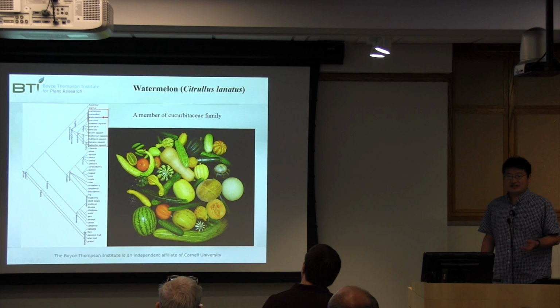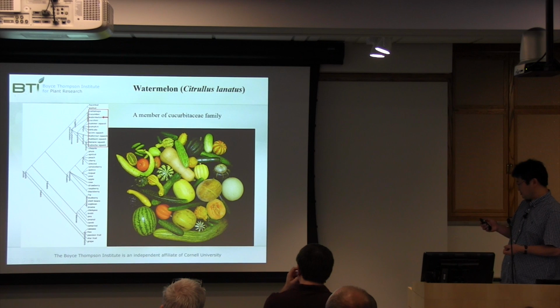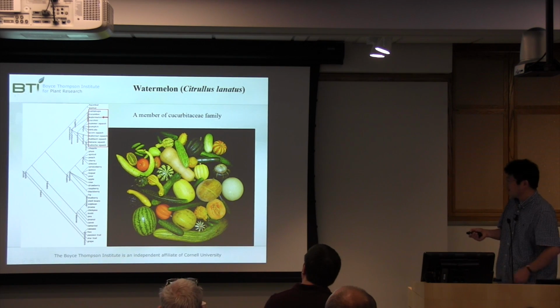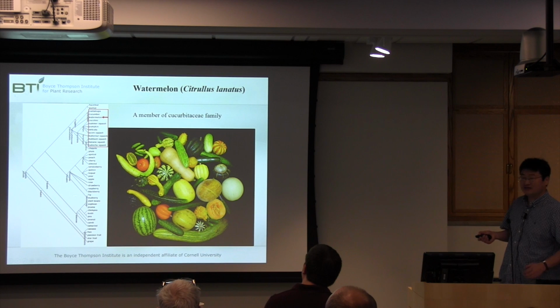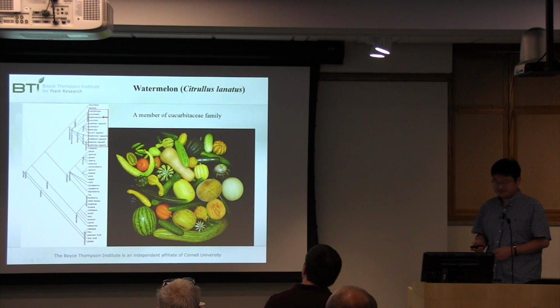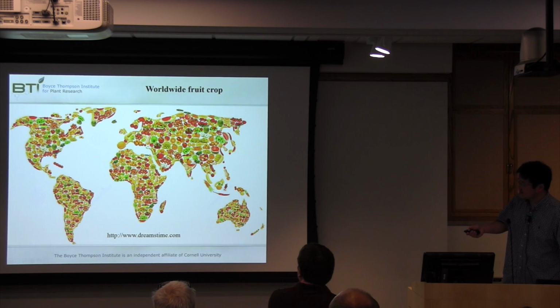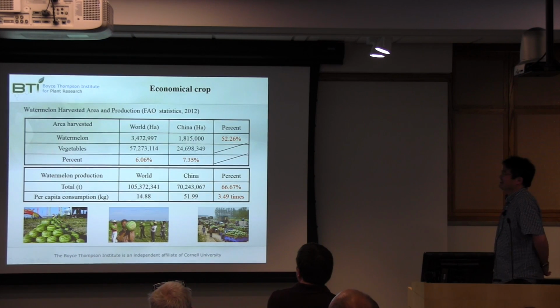As most of you may already know, watermelon is a member of the cucurbit family, which includes melon, cucumber, watermelon, and pumpkins. Several very important fruit crops. And this is a fruit map, and you can see watermelon is a worldwide fruit crop. You can see watermelon everywhere in the world. And watermelon is also an economical crop.